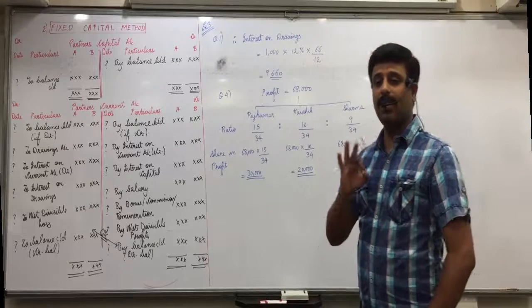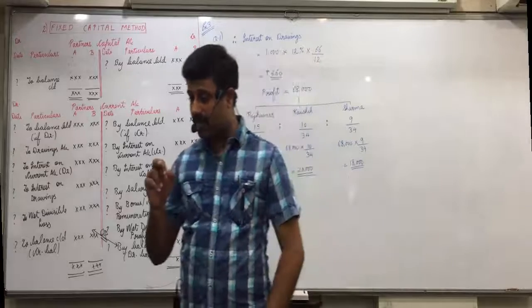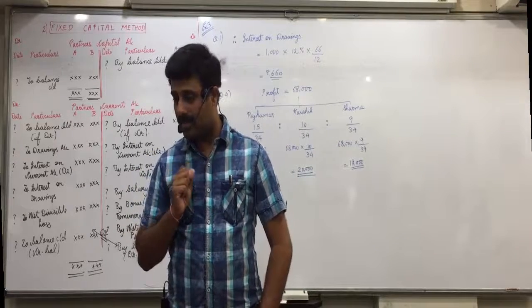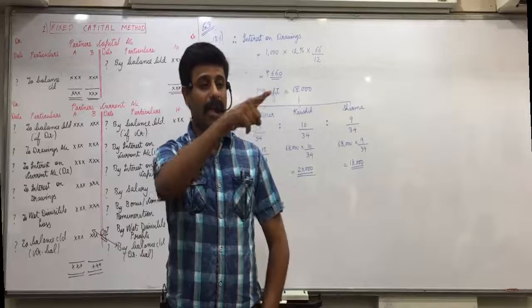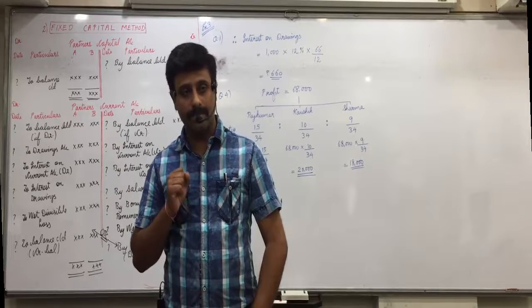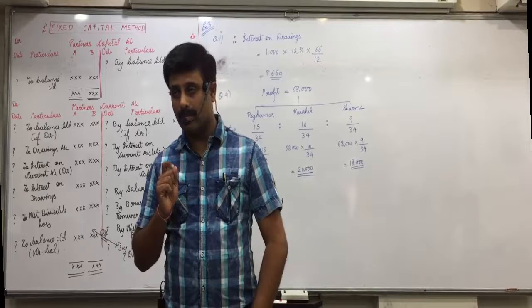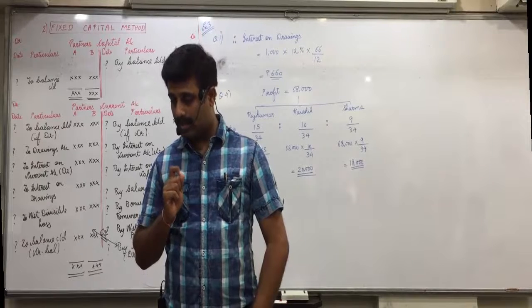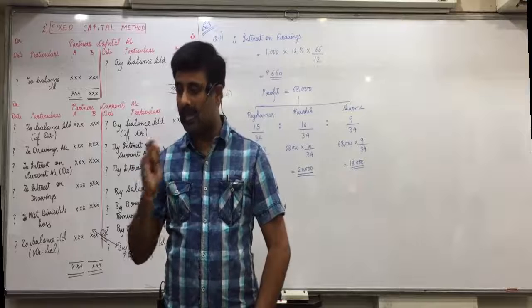No discussions in between. Fifth formula: n sigma UV minus sigma U sigma V, upon root of n sigma U square minus sigma U whole square, into root of n sigma V square minus sigma V whole square. Write this 50 times. And when do we use this in long questions?